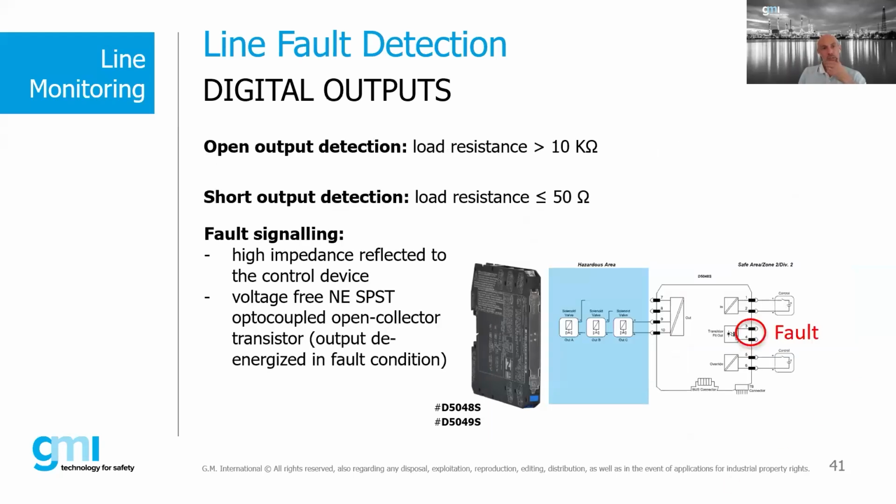We do have also the digital output that reflects an open circuit if the resistance is higher than 10 kilo ohm, or a short when the resistance is lower than 50 ohm. This is intrinsic on the DO, but we do have also the contact out for detecting the fault via a dedicated digital input.